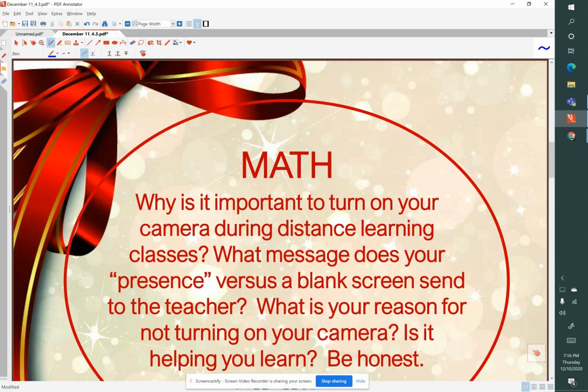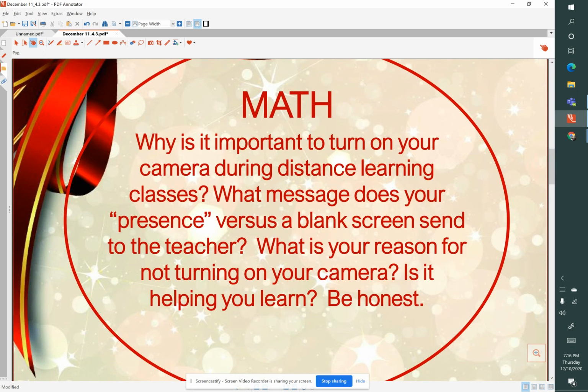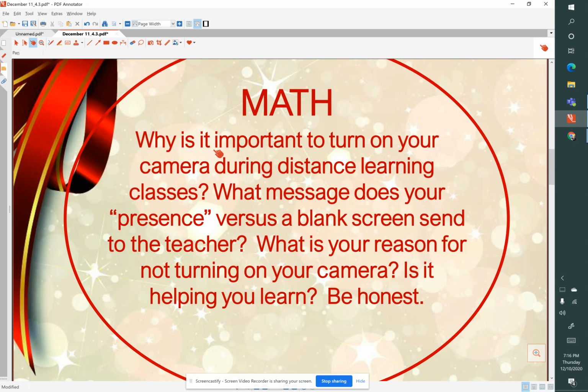So here is our do now. And we're asking you to take an honest look at the camera usage in class and think, why is it important to turn on your camera during distance learning classes? And when I say important, not just important to you and not just important to teachers, but important to each other. So, when you have your camera on, what message does your presence versus that black screen, sad face, send to your teacher?